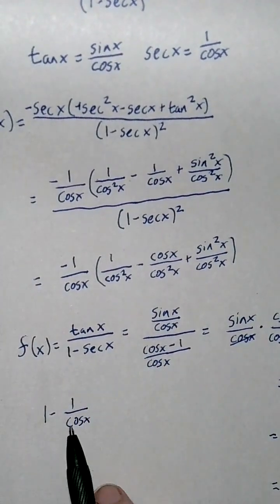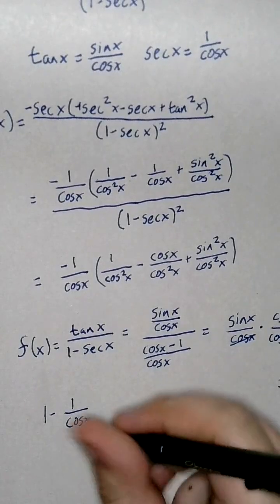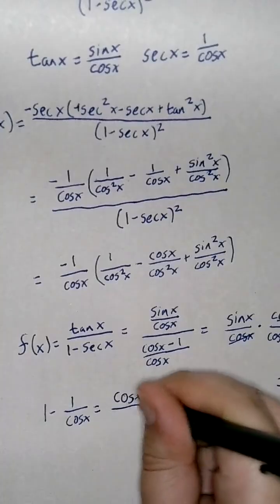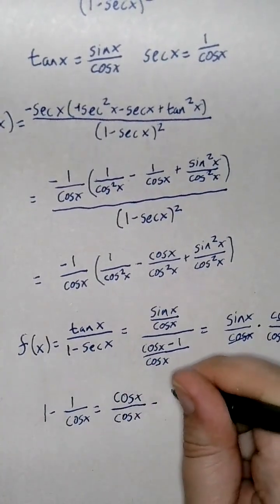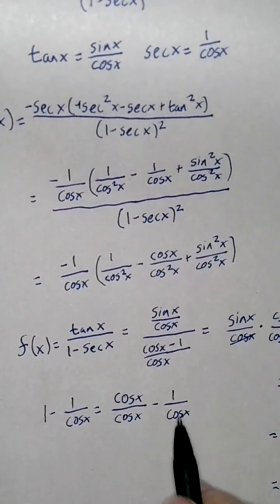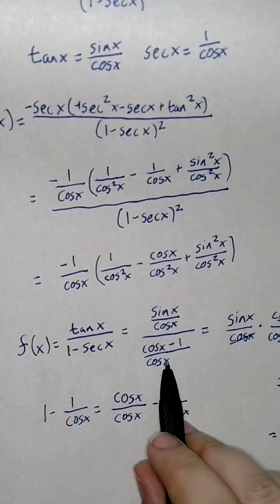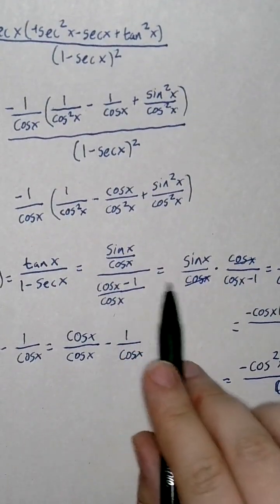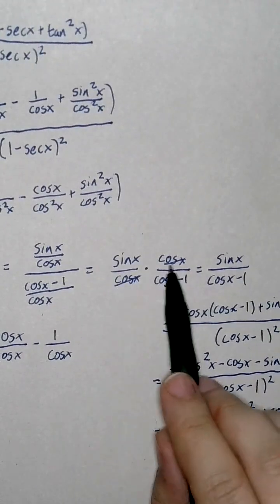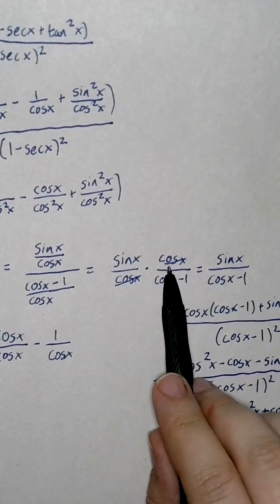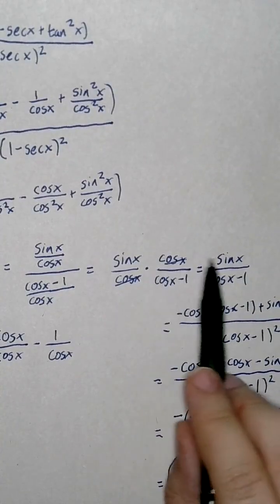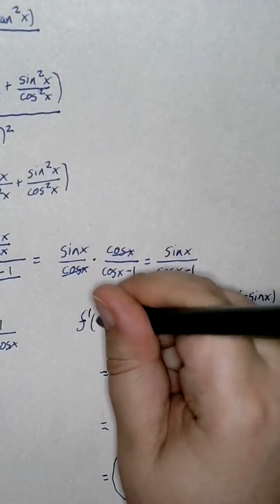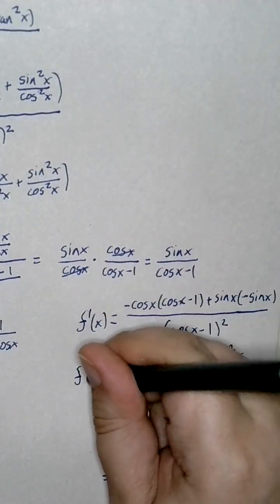But in order for me to add or subtract fractions, I need a common denominator. So 1 is the same as cosine x divided by cosine x, minus 1 over cosine x. And then from there, I just combined these two fractions together. Once I did this, I divided these two fractions to try and simplify. Cosines go away. I like to simplify and then multiply. So those cosines go away and I'm left with this. From there, I just use quotient rule and simplified.